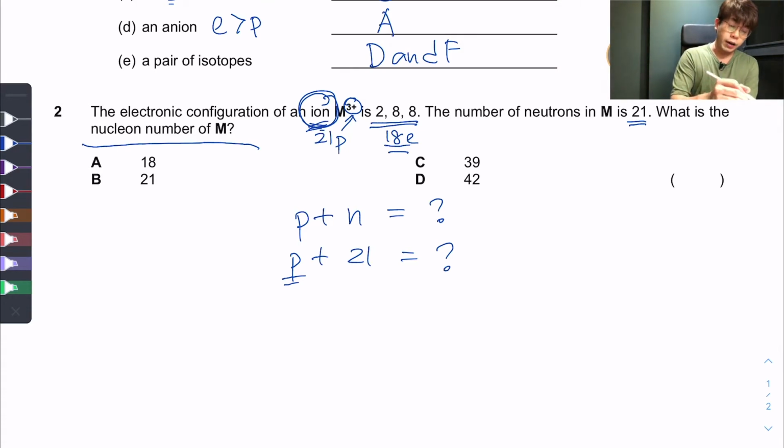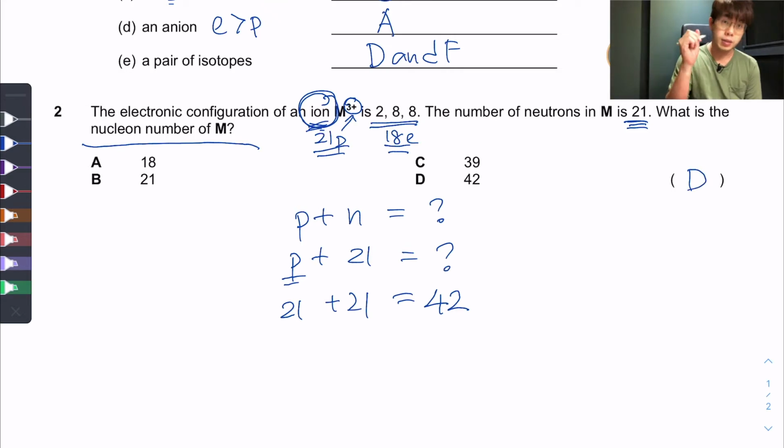Alright, so if I have 21 protons, and if I have 21 neutrons, the total nucleon number is therefore 42. So this answer here would be D. Okay, so this question is actually quite interesting, quite challenging. So please take a good look and make sure you understand how it is done.